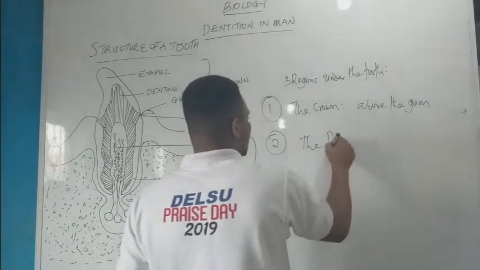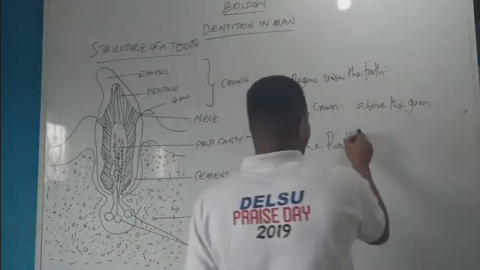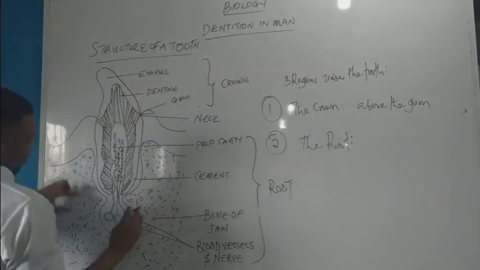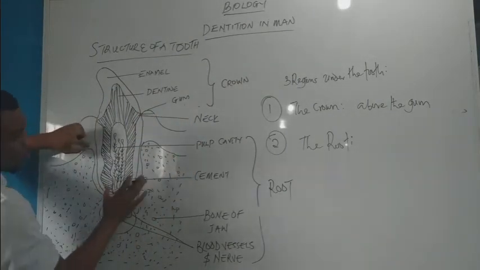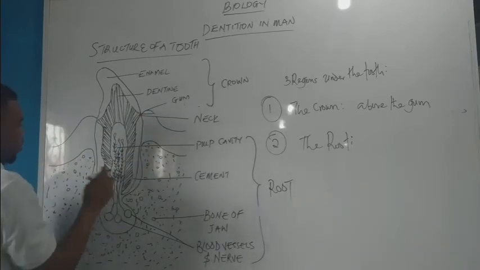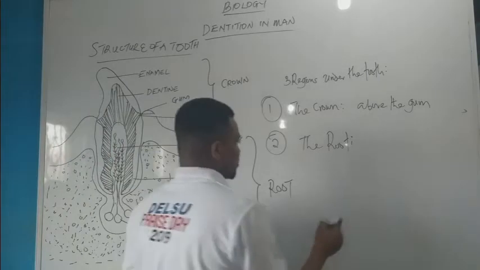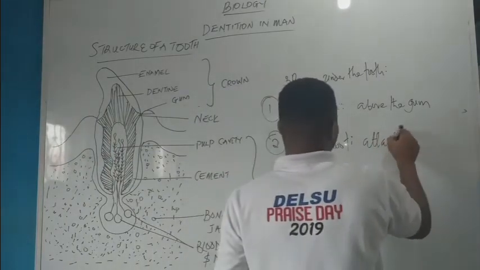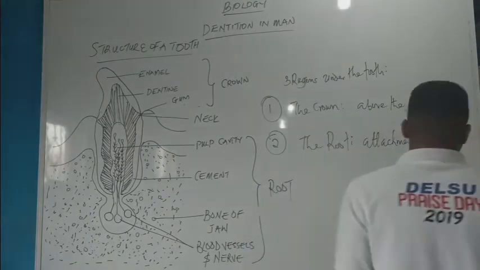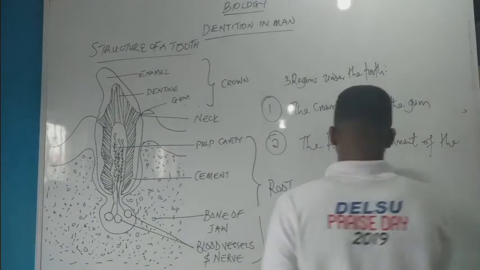the roots. The roots is the region attached to the gum. This part of it is gum. All this side is the gum. So the root is an attachment of the gum, or the gum socket.